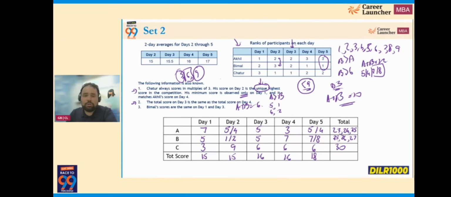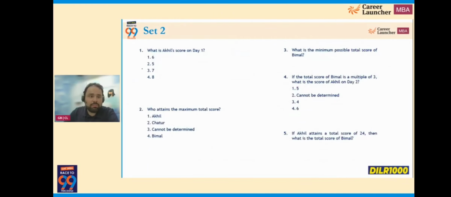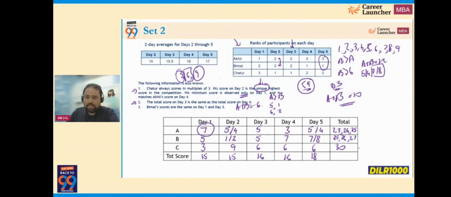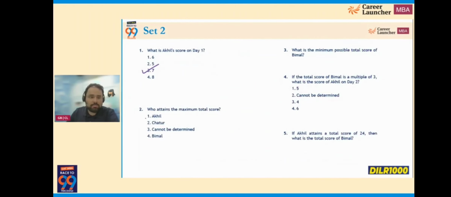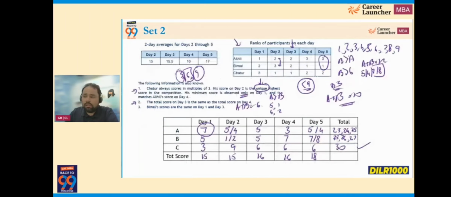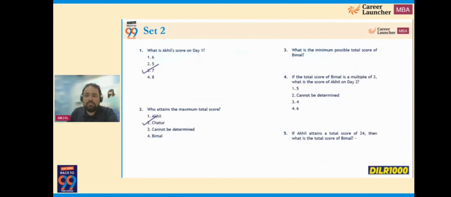Let's look at the questions. What is Akhil's score on day 1? Akhil's score on day 1, we found out very early on, is 7. Done. Who attains the maximum total score? यहाँ पे देख रहे हैं Chatur, 30 पे. Maximum is Chatur. What is the minimum possible total score of Bimal? The minimum possible total score of Bimal, I've kept it here 25, 26, 27. So the answer will be 25.